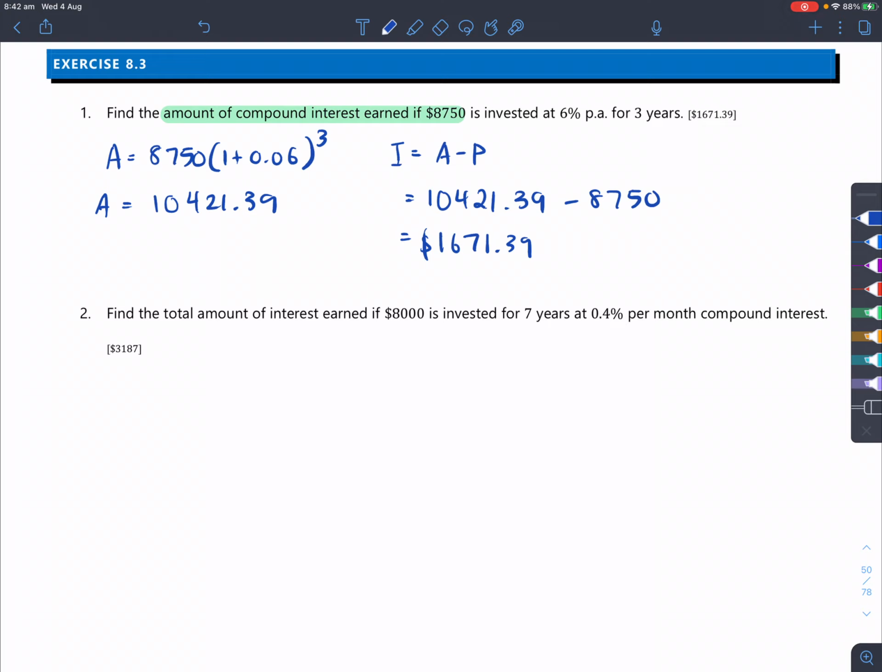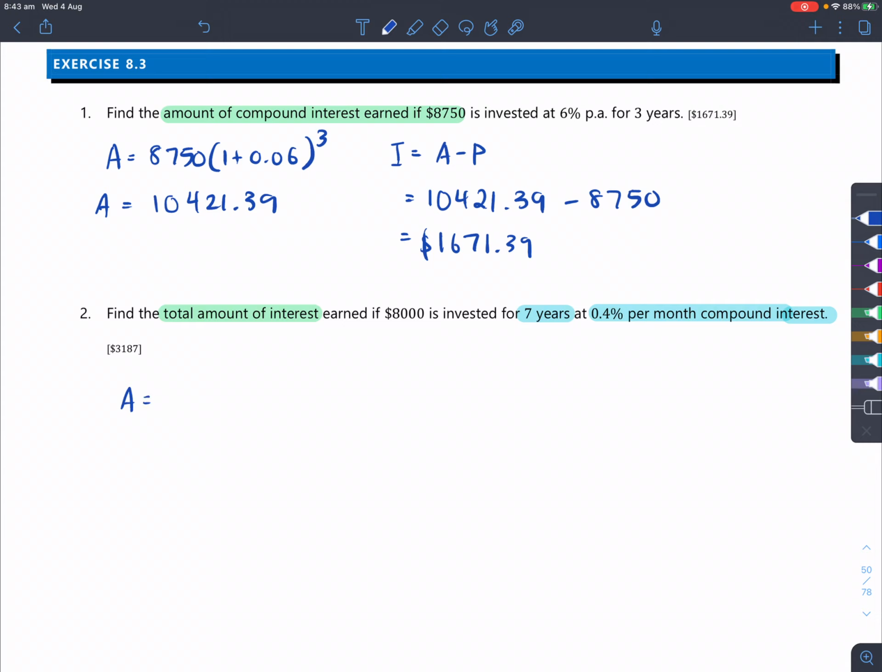Question 2. Let's do the same thing. Find the total amount of interest, once again, earned if $8,000 is invested for 7 years at 0.4% per month compound interest. So the thing I want us to notice here once again is the fact that it is 7 years that we were looking for this investment to grow to, but it is given at a rate of 0.4% compound interest. So we've got to follow this, okay?